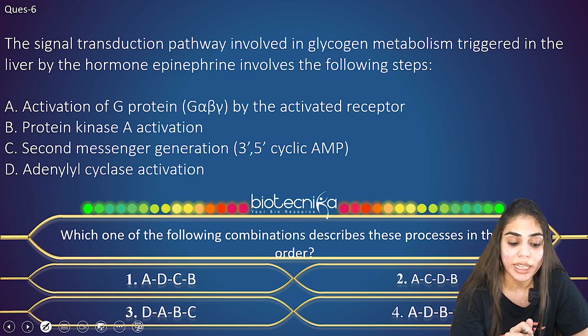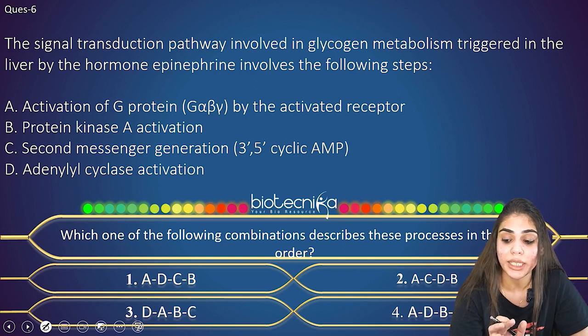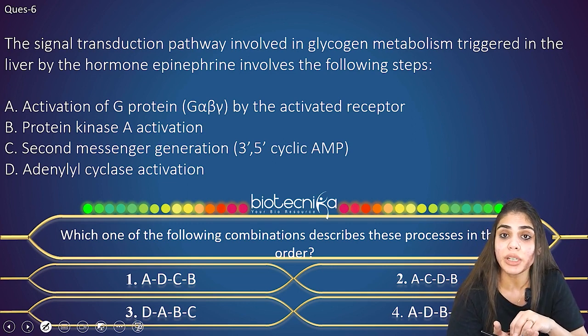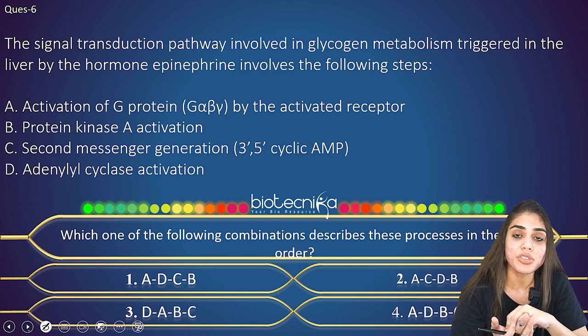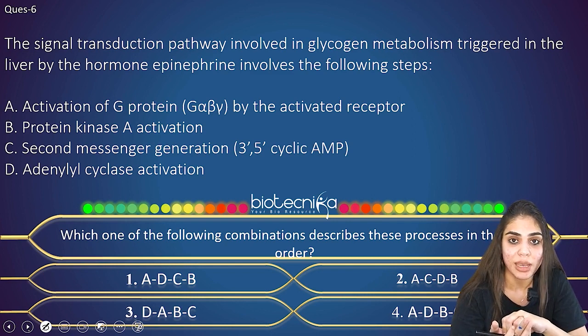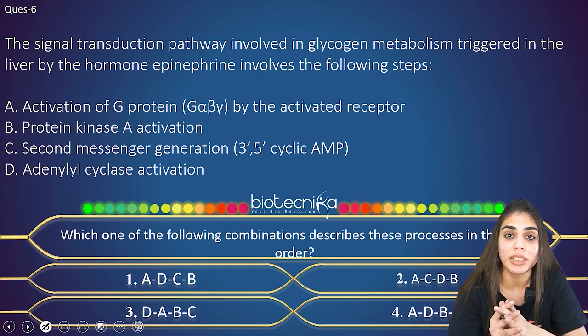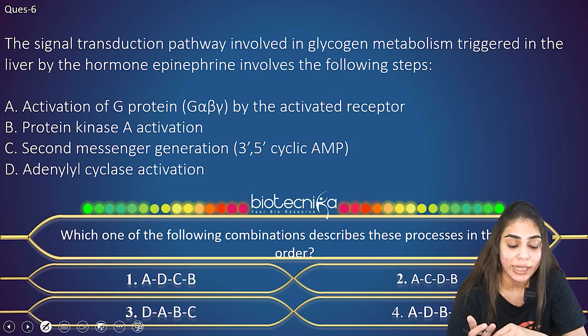The first statement they have given is activation of G protein by the activated receptor. Yes, very true. Whenever epinephrine binds to its specific receptor, it will activate the GPCR pathway. Once the receptor is activated, it leads to the activation of G protein. This G protein is a trimeric protein that is bound to GTP. It is trimeric because it is made up of G alpha, beta and gamma.